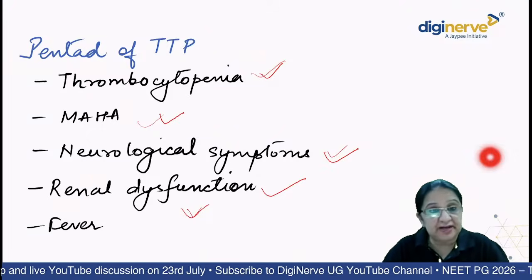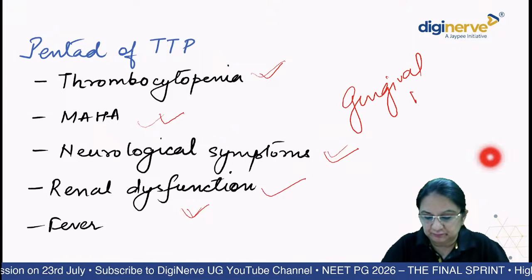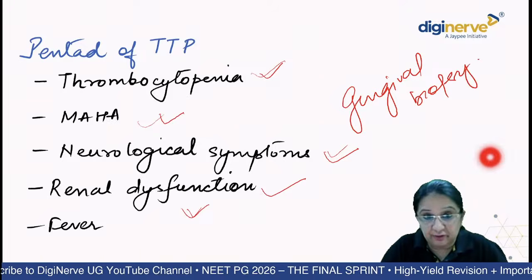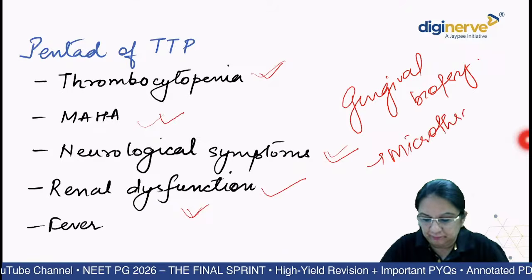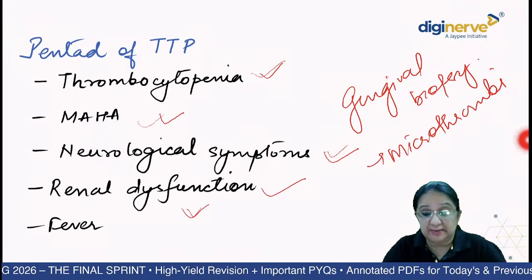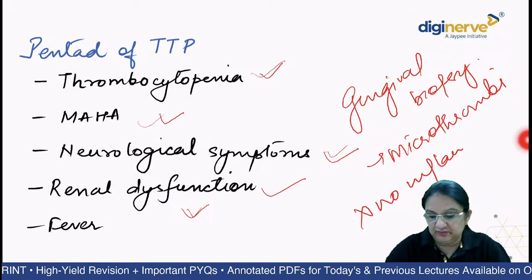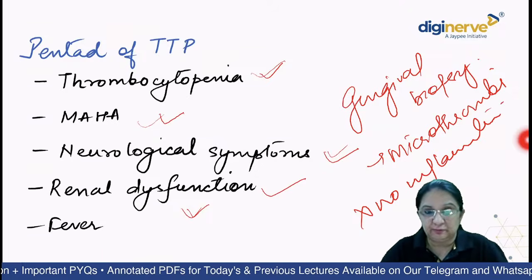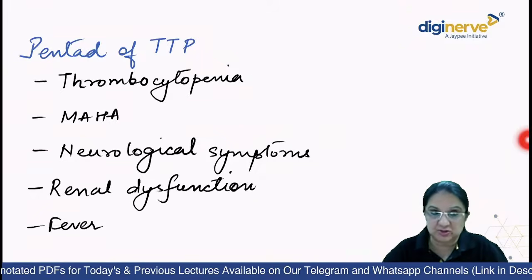And how will you diagnose? You will do a gingival biopsy, and what will you see? You will see microthrombi there in the arterioles and capillaries, but there would be no inflammation. Remember, in TTP there would be no inflammation.